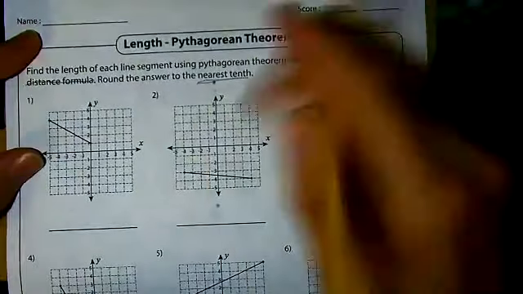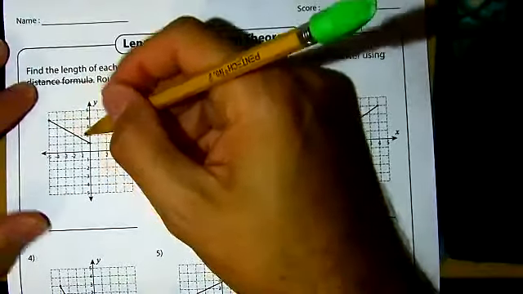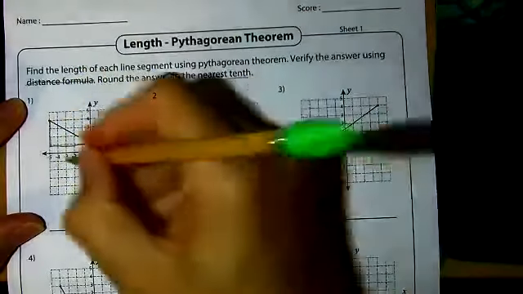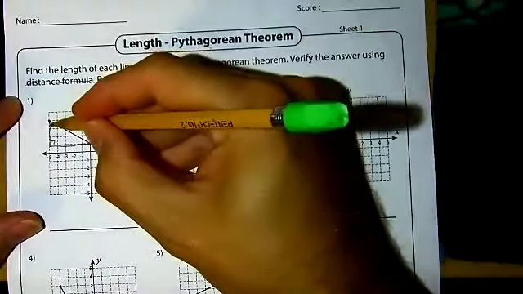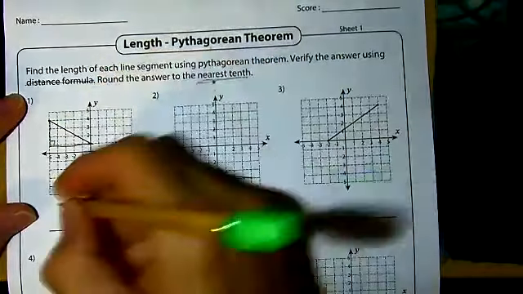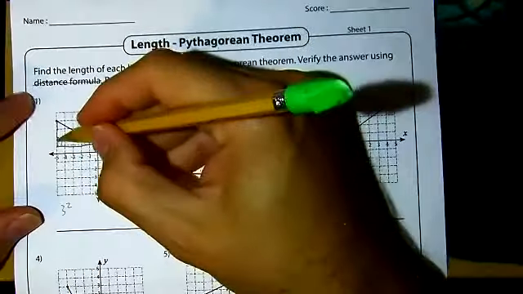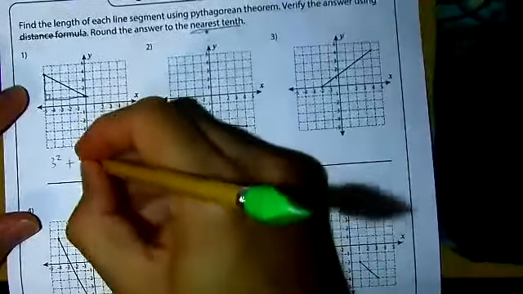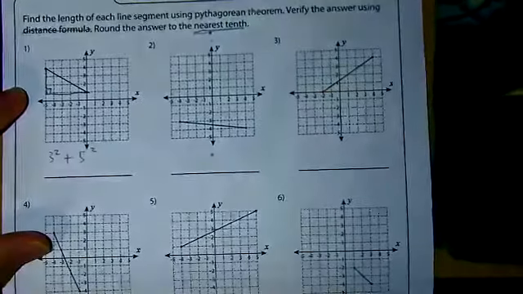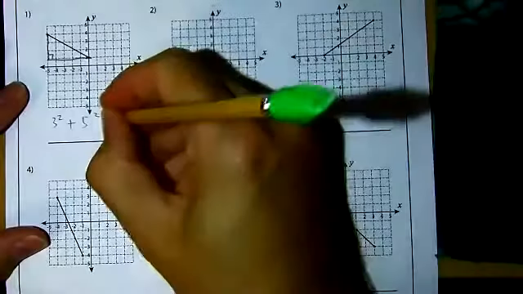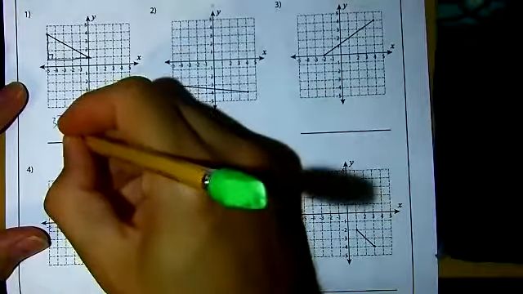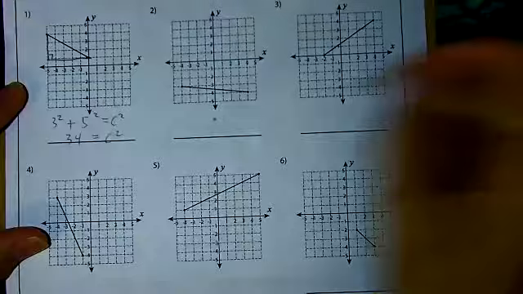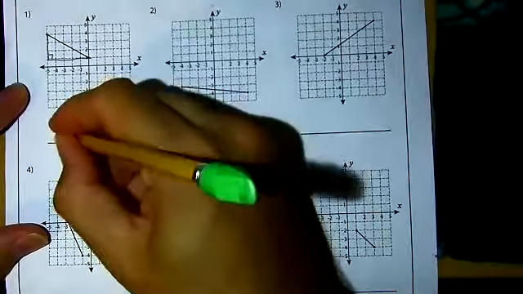So the first thing we do is look at this line segment. We draw our sides. There's our right triangle. So this side's going to be 1, 2, 3. This side's going to be 1, 2, 3, 4, 5. Punch that in on the calculator. Oops. And you'll get 34. Last thing you do, take the square root.